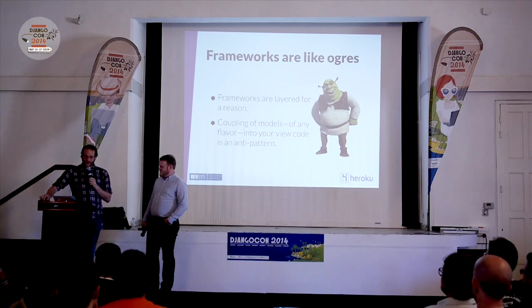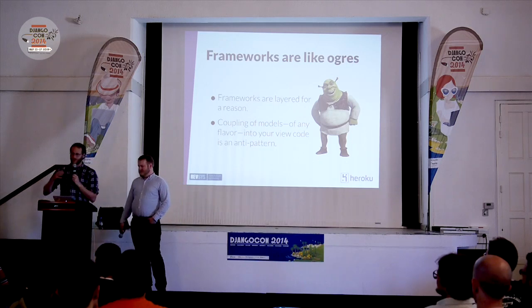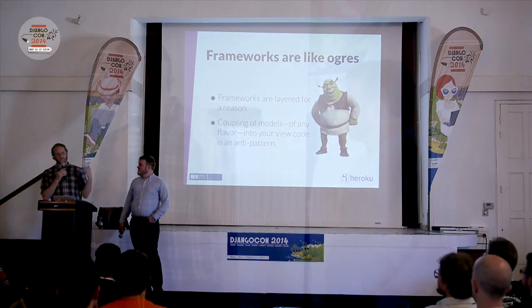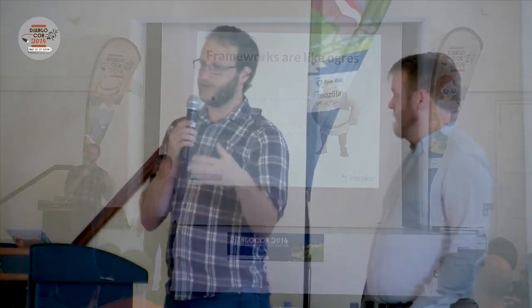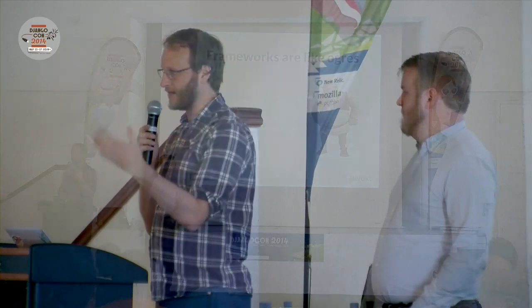So frameworks have abstraction layers for a reason. You may not want to be using Django's model layer, but the concept of a model layer, as opposed to a view layer, as opposed to a renderer like a template, that's an important abstraction, an important concept. And the coupling of models, this is a small m model, just conceptually your data model, into your view code is an anti-pattern. It makes it very hard to extend. If you change your data format, it makes it difficult to change.